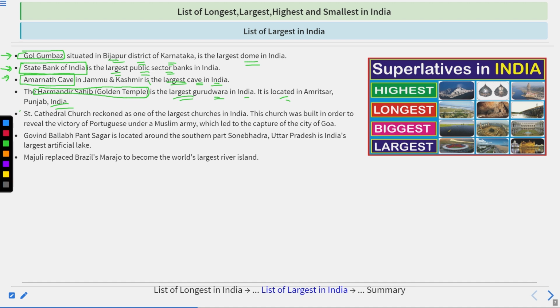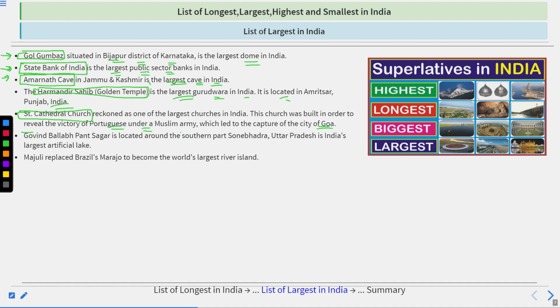Se Cathedral Church. Reckoned as one of the largest churches in India. This church was built in order to commemorate the victory of the Portuguese over the Muslim army, which led to the capture of the city of Goa.